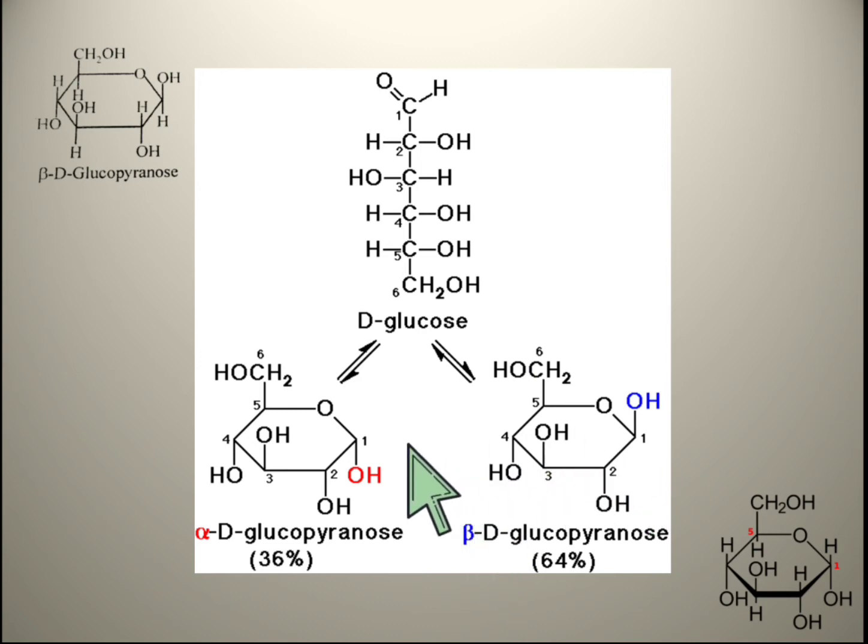And one more thing I want to mention, this carbon number 1 here is known as the anomeric carbon atom. This is the anomeric carbon, and these two forms, the beta D-glucopyranose and the alpha D-glucopyranose, are referred to as the anomers.